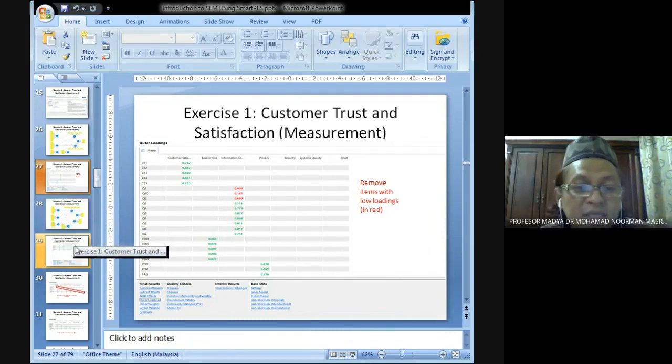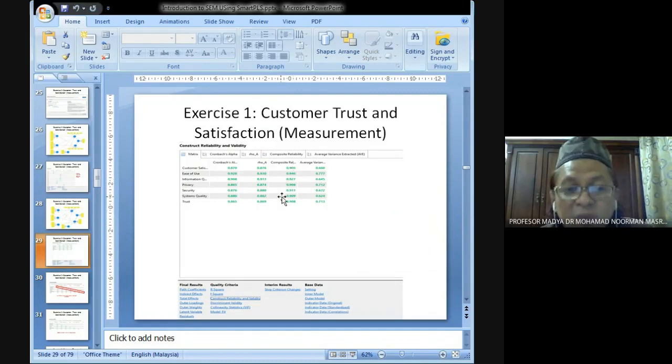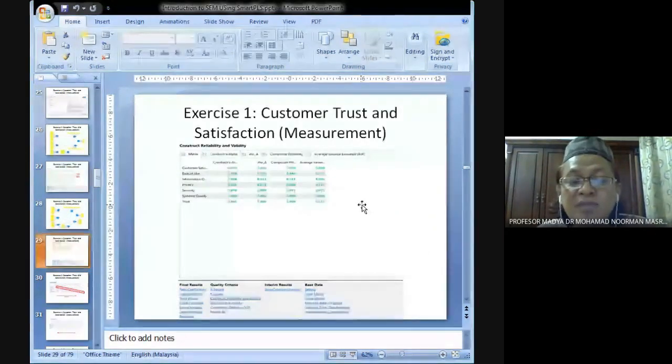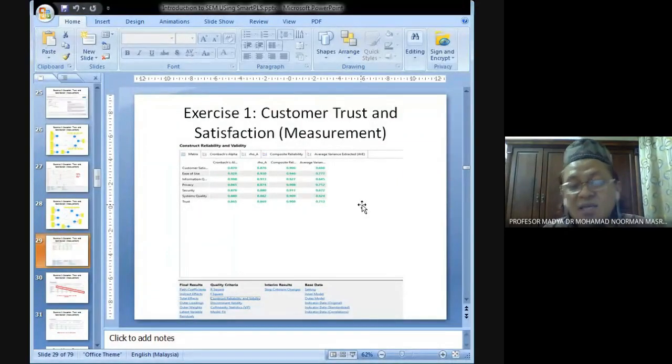That means the CR, from being red in color, which shows the value is below 0.7, the color will change into green. Okay, so that is what is meant by composite reliability. Now, average variance extracted, that is another criterion for measuring convergent validity. The required value should be 0.5 and above.